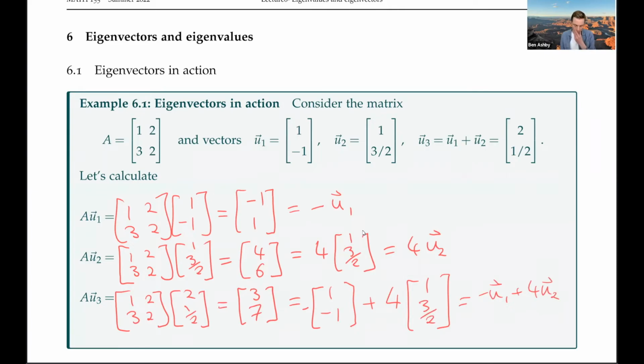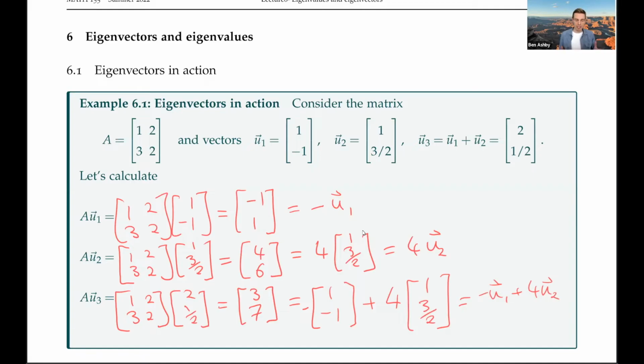So why have we picked these particular values? These first two, U1 and U2, have these special properties: A times that vector gives some scalar times that vector again. These turn out to be our eigenvalues and our associated eigenvectors.